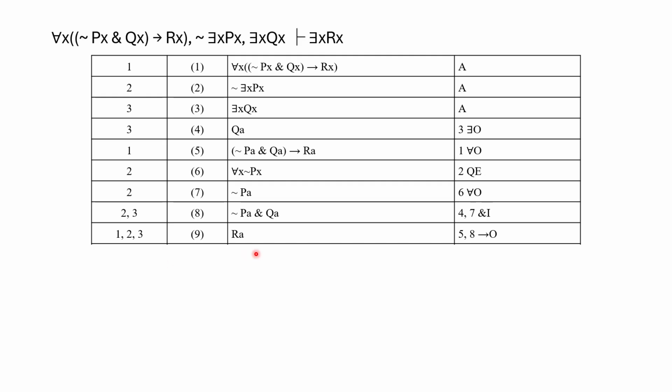Now I've got RA. All I have to do is introduce an existential quantifier. So I'm going to replace the A with an X and put the existential quantifier out in front of that R. And then we're all done.